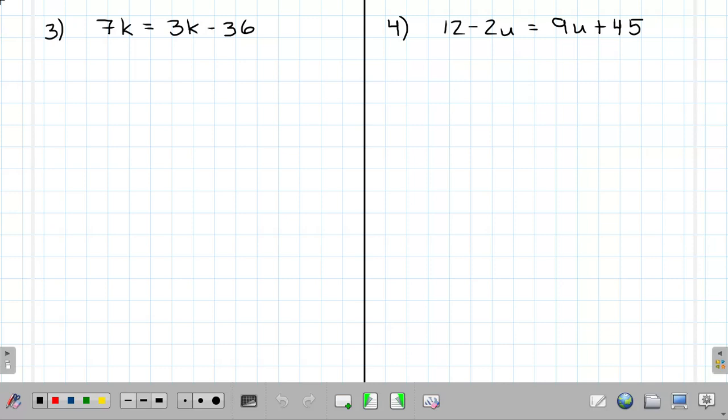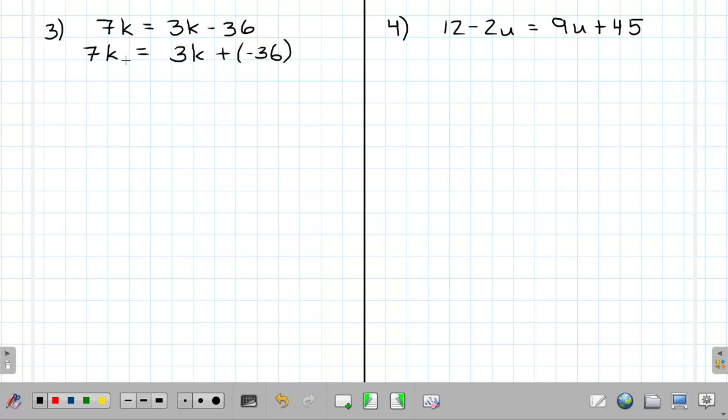Number 3, special little example here, because if you notice, we have 7k, and that's it on the left-hand side. So we have 7 times k is equal to 3k minus 36. Well, same kind of thing there. Once again, this isn't necessary, but I just like having everything be addition, so that way I can move terms around if I need to.